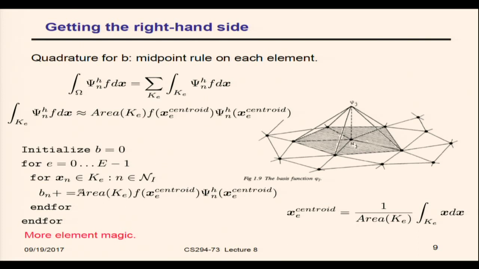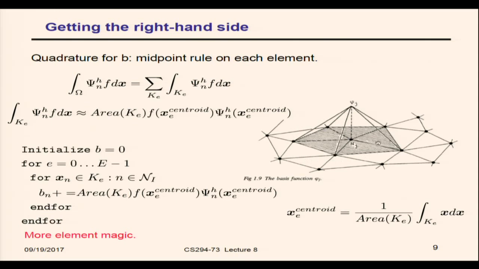And you can reorganize this in just the same way we reorganized the element calculation. Initialize b equals 0, iterate over elements, and for all xn in this element, and for all n such that n is also an interior node, we increment the right-hand side with this value. Centroid, by the way, is defined down here. It's the integral of x dx over KE divided by the area of KE. So it's the center of area. It's a moment. And again, this has the same kind of flavor of element magic: we started out with something that was a sum over nodes, and we've reorganized it into a sum over elements. And why is that good?